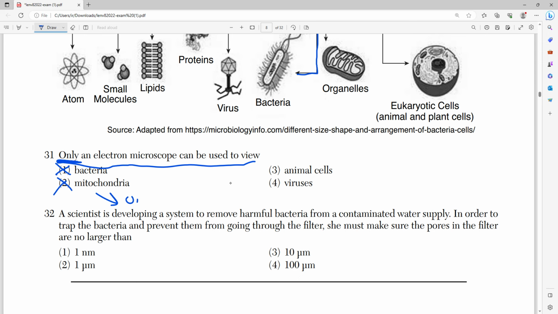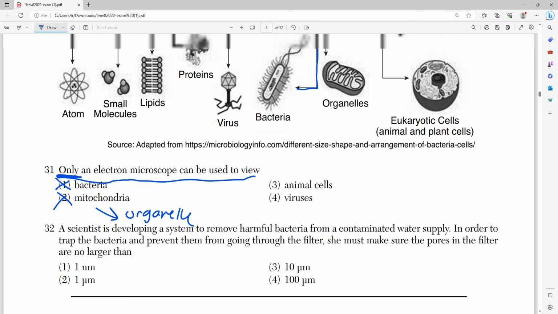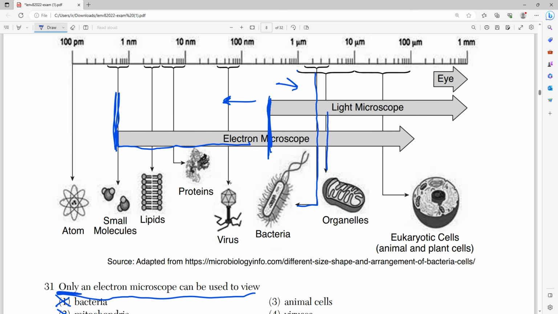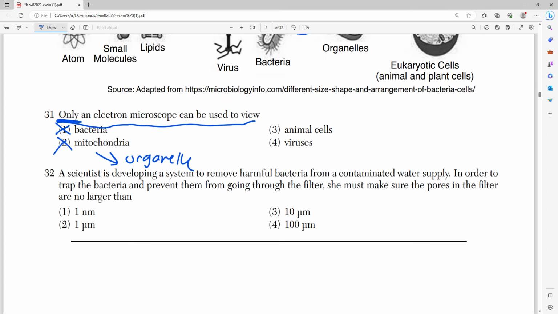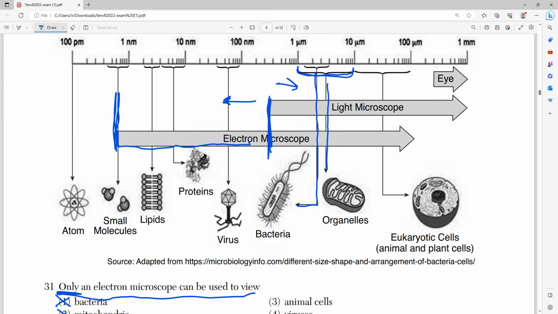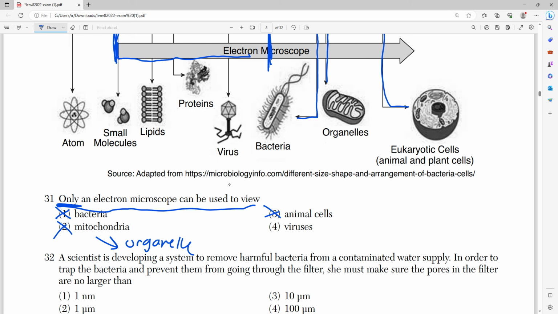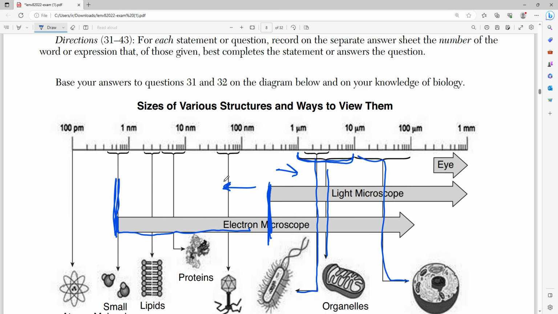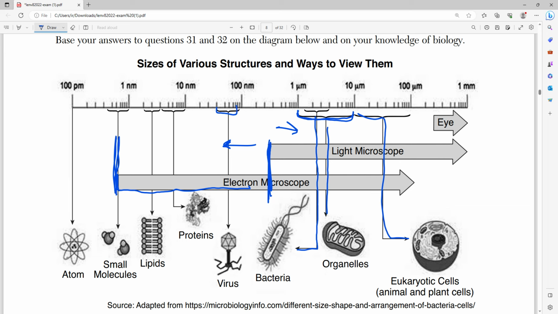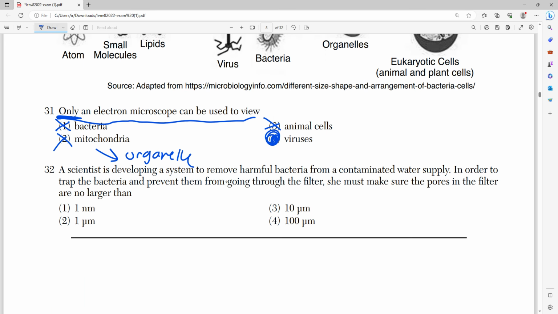Remember, a mitochondria is an organelle, and right here it says that the organelles' range is from here to here. So that falls under the light microscope and the electron microscope. That's wrong. Animal cells, here it says plant and animal cells, which definitely fall in the range of light and electron. And that leaves us with viruses as our right answer. As you can see, viruses, this range is only covered by the electron microscope, thus that is the only right answer.